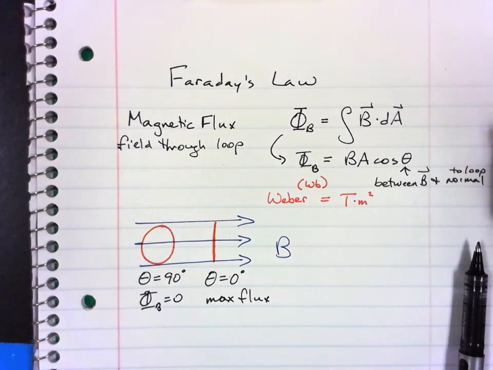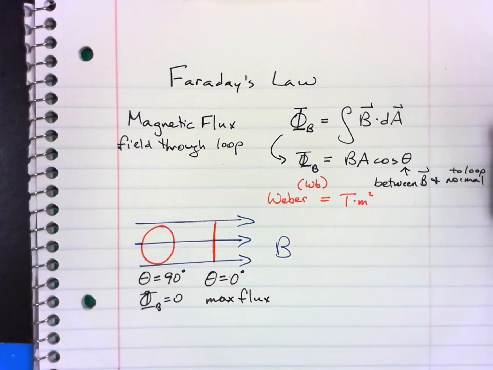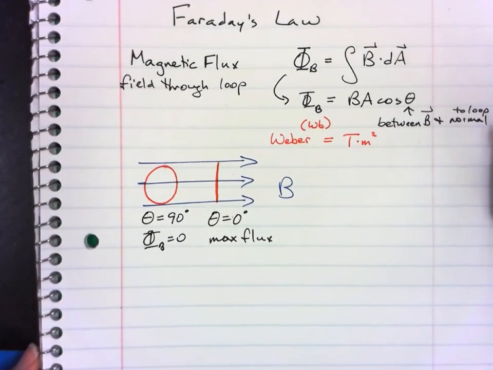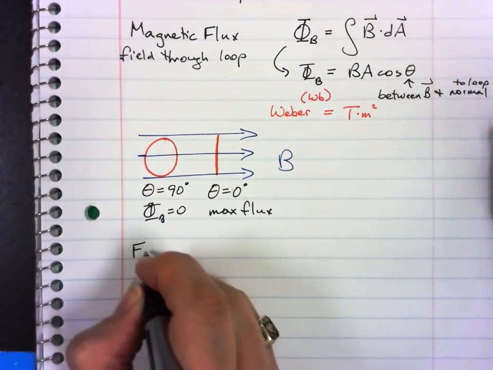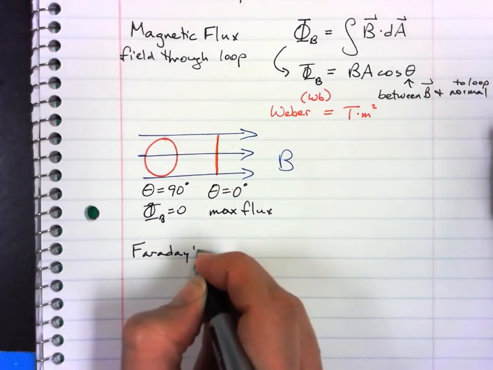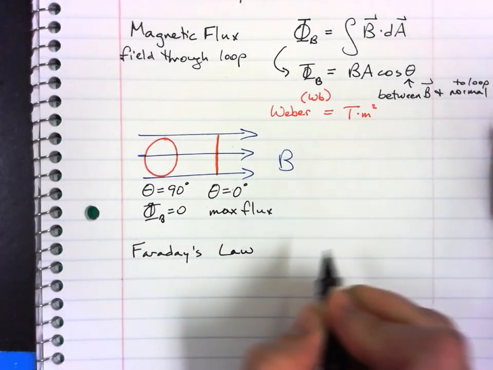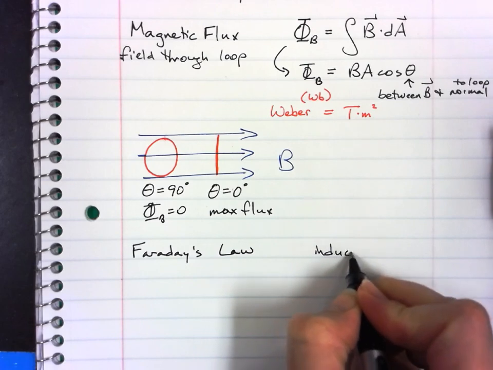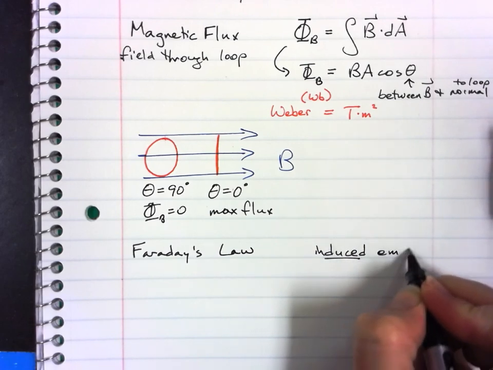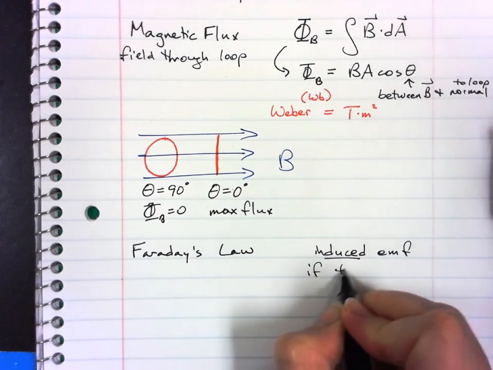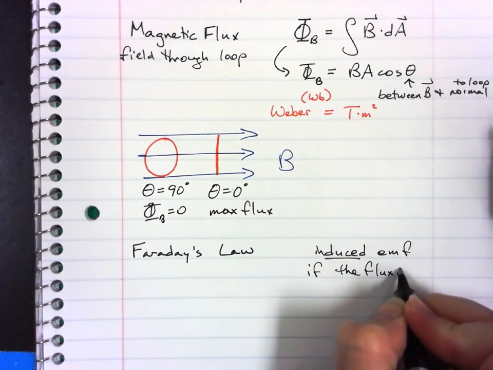So now we can talk about why this is important and work up to Faraday's law. If you have a magnetic flux through a loop, whatever, that's fine. But if you change the flux through the loop, that's when things get interesting. So that's when we come to Faraday's law. We have an induced EMF if the flux is changed.